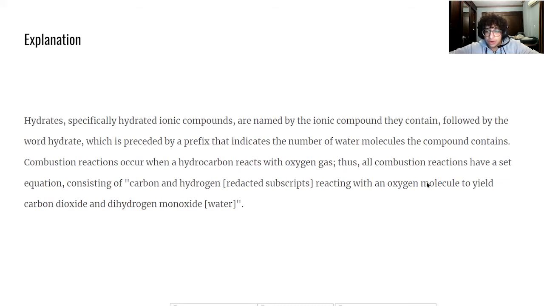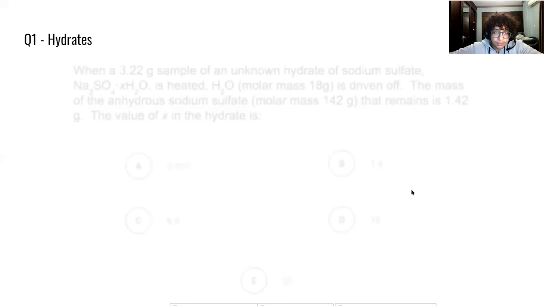And of course, it reacts with an oxygen molecule, so it's usually CxHy. Those are the redacted subscripts. Reacting with O2 to yield the arrow, carbon dioxide, CO2, and dihydrogen monoxide or water or H2O. That's it. So starting off with the first question, we have hydrates.